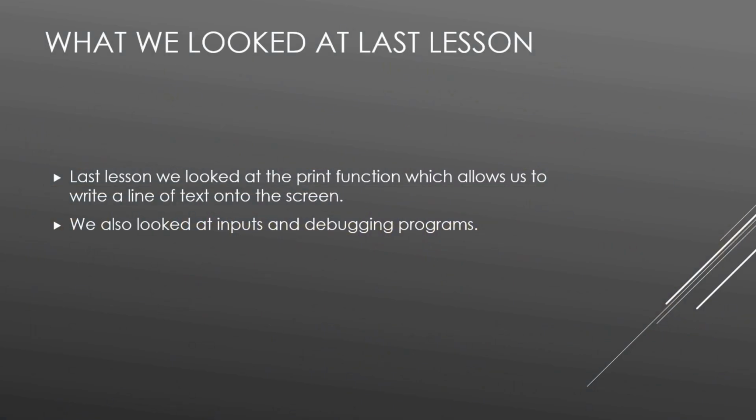So to start with, I'm going to cover what we looked at last lesson, just as a quick recap. Last lesson we looked at the print function, which allows us to write a line of text onto the screen, and that text can be whatever we want. We also looked at basic inputs and debugging programs, which means to fix errors in programs.